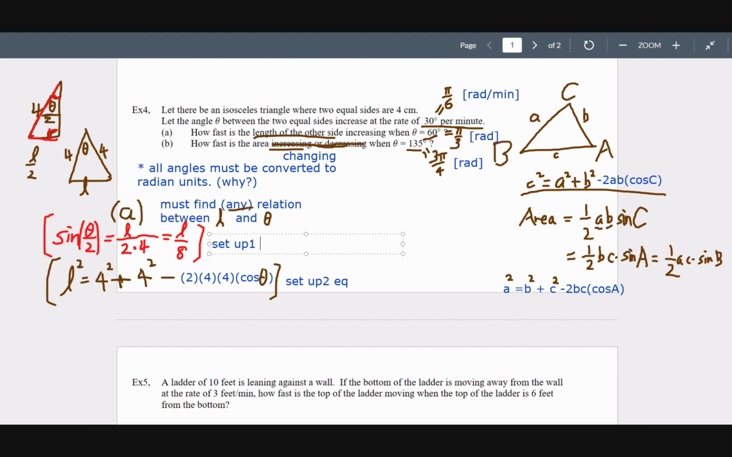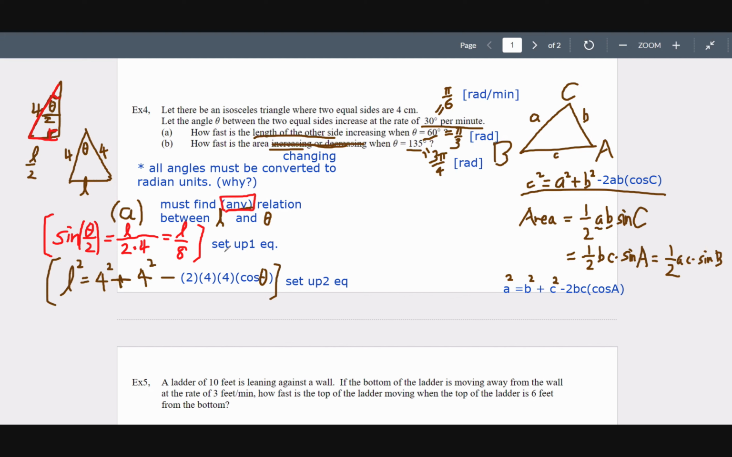Set up one equation. So take your pick. Which equation looks easy to you? When you have to find an equation which relates L and theta between the variables, we just need one equation. Any relation will do.